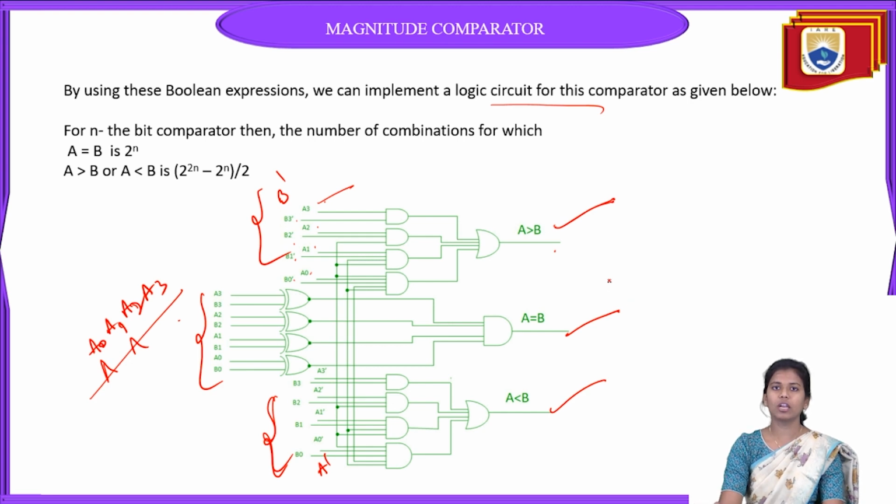So this is all about the 4-bit magnitude comparator. Till now we have discussed what a comparator is, what a 1-bit magnitude comparator is, what a 2-bit magnitude comparator is, and what a 4-bit magnitude comparator is, with respect to the inputs that we consider in order to obtain the conditions greater than, equal to, and less than.